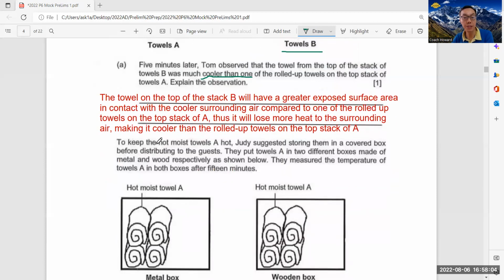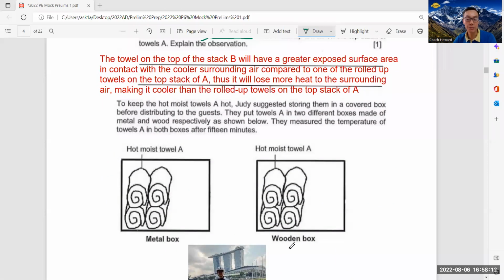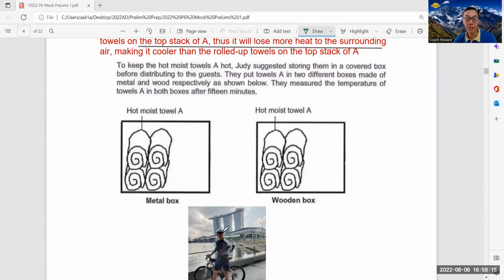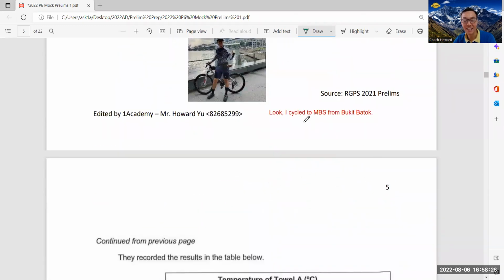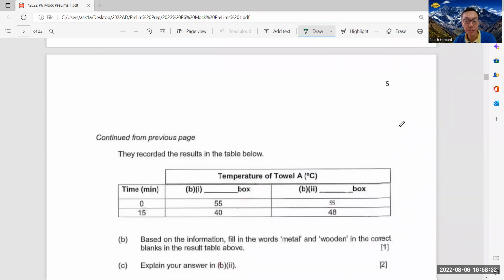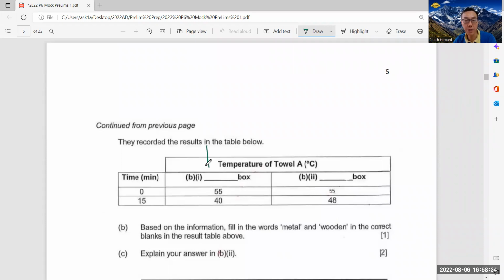To keep the hot moist towel hot, Judy suggested storing them in covered boxes. So one is stored in a metal box, one is stored in a wooden box. Okay. So like in this hotel, which I cycled to, one of the nice hotels in Singapore, MBS. Okay, you may receive such a towel when you stay there. I cycled from Bukit Batok, 19 kilometers. Okay, you're supposed to put in the boxes here, this one and this one. Okay, notice both start at the same temperature. After 15 minutes, this box is lower than this one.